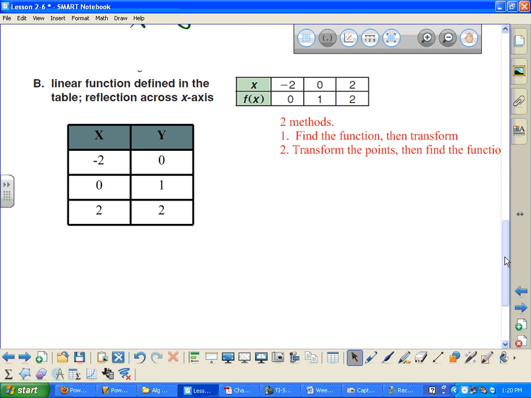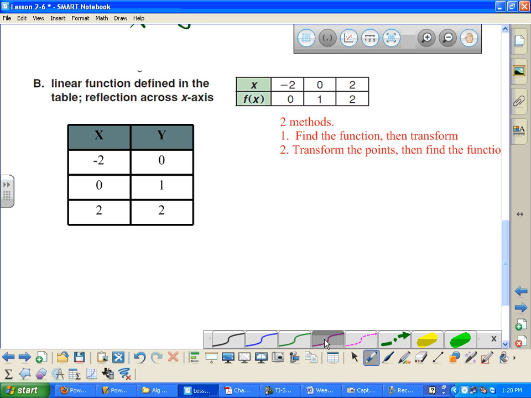All right, let's look at this one, letter B. Here they give us a set of points. They want us to do a reflection across the x-axis. We have two different ways we can do this. We could find the function and then transform it, or we could transform the points and then find the function. We're going to do part 1 first, so we're going to find the function.